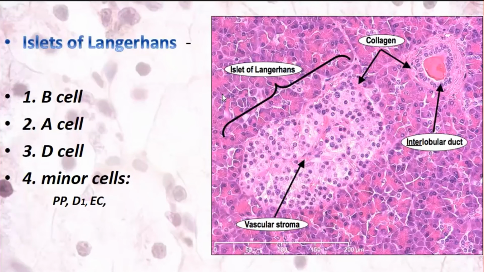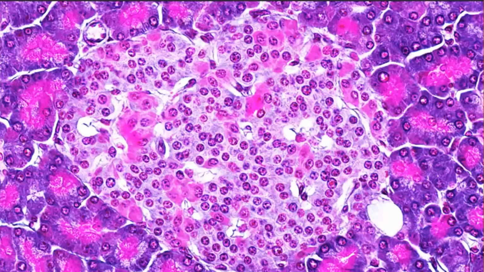And islets of Langerhans contain B cells. They are most numerous, and the most important, they produce insulin. Also there are A cells which produce glucagon. Also minor cells, D cells and PP, D1, EC cells, they produce some other hormones such as somatostatin, pancreatic polypeptide, serotonin, and others. Here we can see islet of Langerhans, acidophilic, also basophilic cells, and some other cells which are pale.